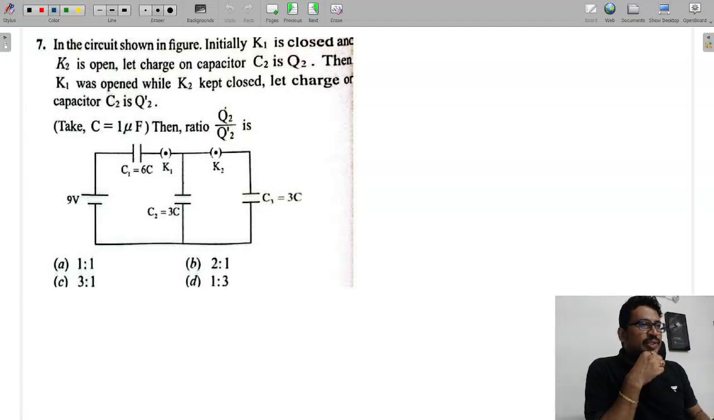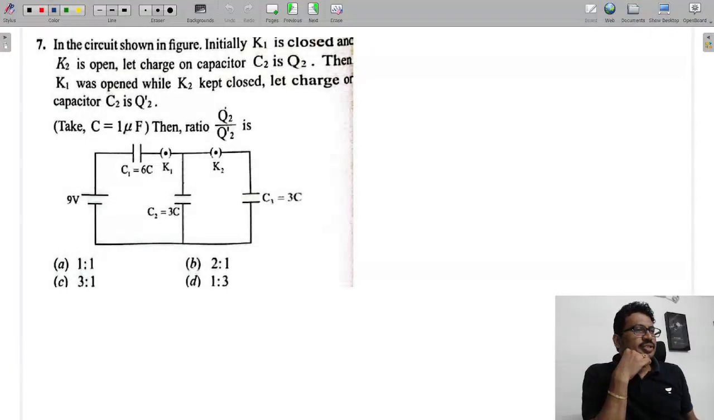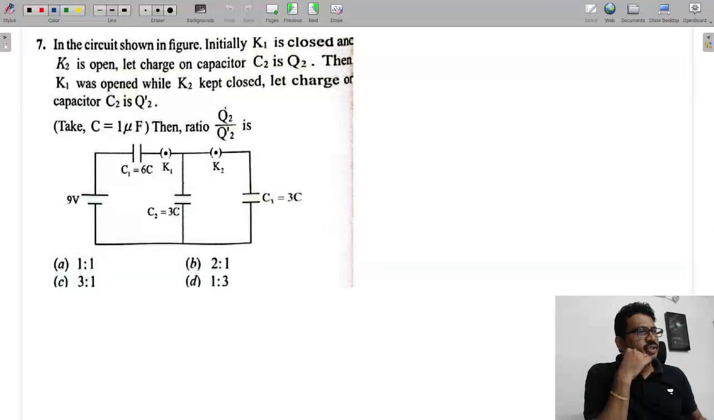In the circuit shown in the figure, initially K1 and K2 are the switches. K1 is closed and K2 is open. Let the charge on C2 be Q2. Then K1 is opened while K2 is kept closed. Let the charge on C2 be Q2 dash. They are asking to find the ratio of initial charge to final charge.